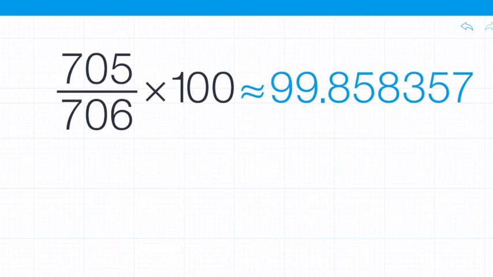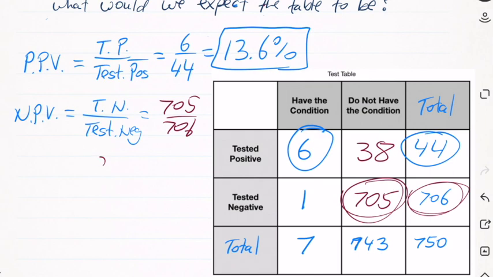So that's 99.9%. So we get 99.9% NPV. So this test is really, really good at catching those people that do not have tuberculosis. The problem is it doesn't do so hot catching, when you test positive, the ones that really do have the disease. Out of all the 44 that tested positive, only 6 of them really had the disease. And that's all because of this 1% up here. If we went back and changed that 1% into 10%, it would increase our PPV dramatically.